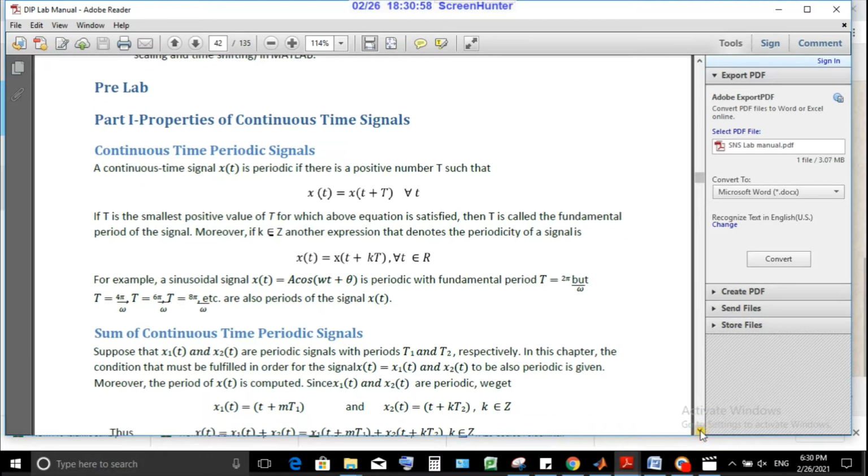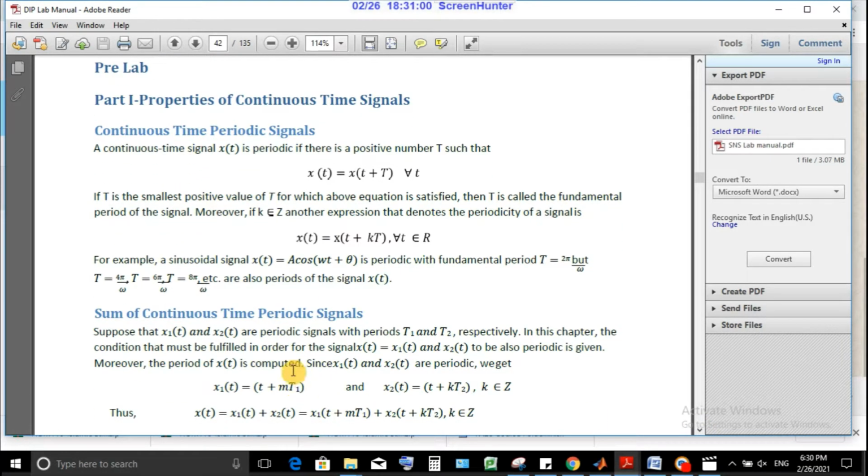Sum of continuous time periodic signals. Suppose that x1(t) and x2(t) are periodic signals with periods T1 and T2 respectively. A condition must be satisfied in order for the signal x(t) = x1(t) + x2(t) to also be periodic, as given. Moreover, the period of x(t) is computed.